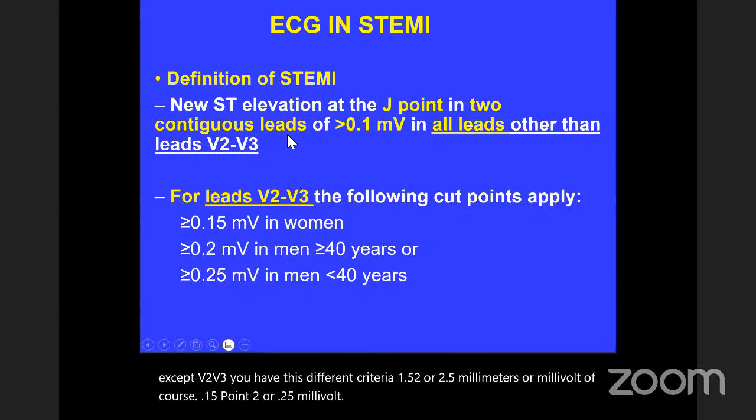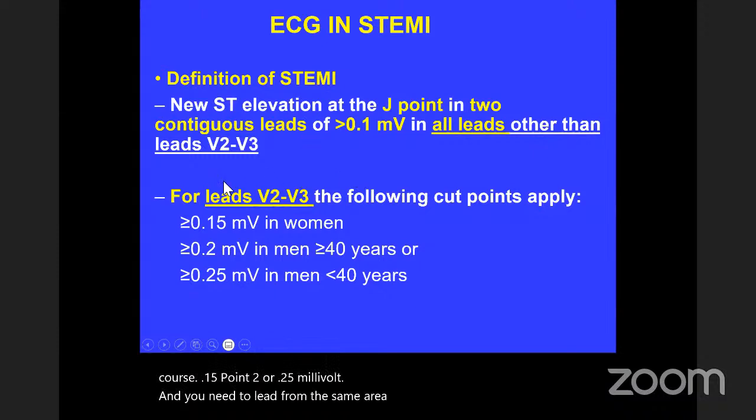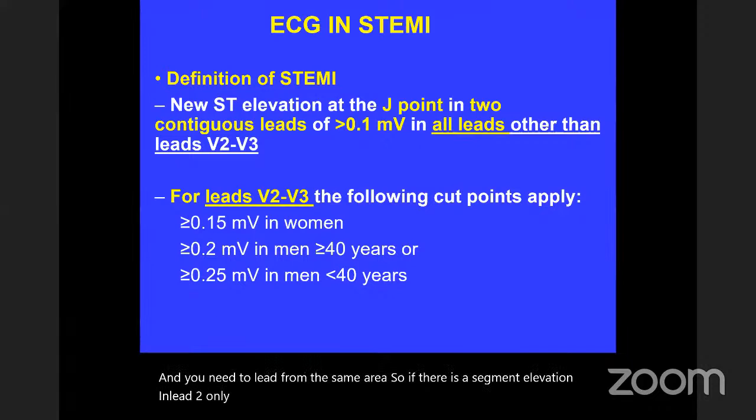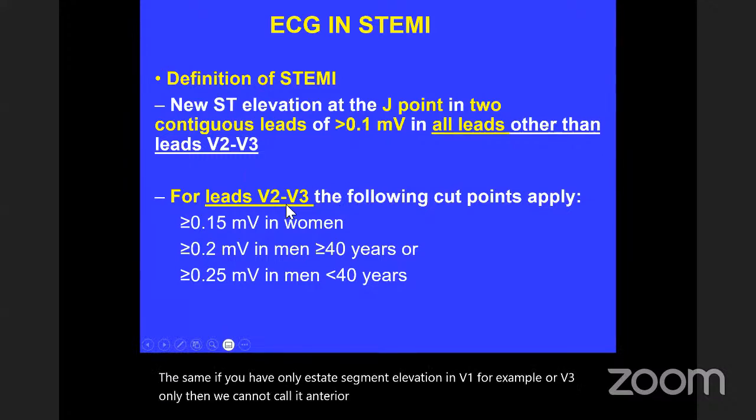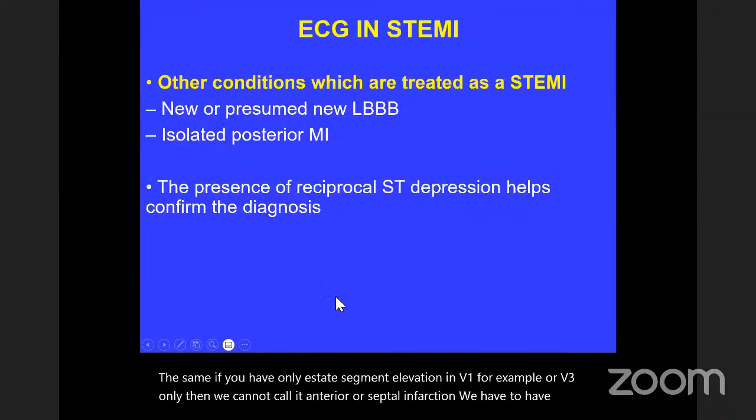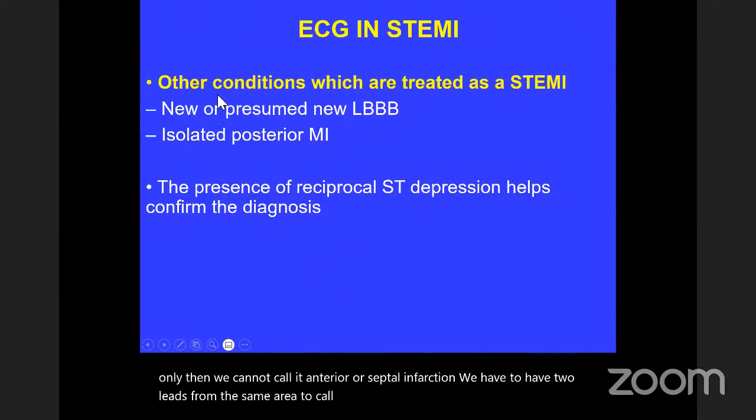And you need 2 leads from the same area. So if there is ST segment elevation in lead 2 only, and in lead 3 and aVF there is no ST segment elevation, we cannot call it inferior myocardial infarction. The same if you have ST segment elevation in V1, for example, or V3 only, then we cannot call it anterior or septal infarction. We have to have 2 leads from the same area to call it an infarction.